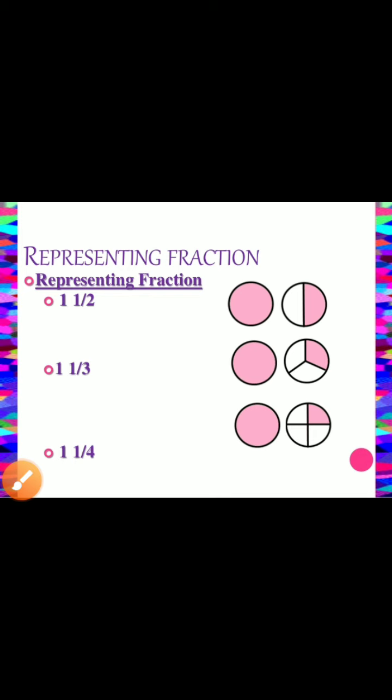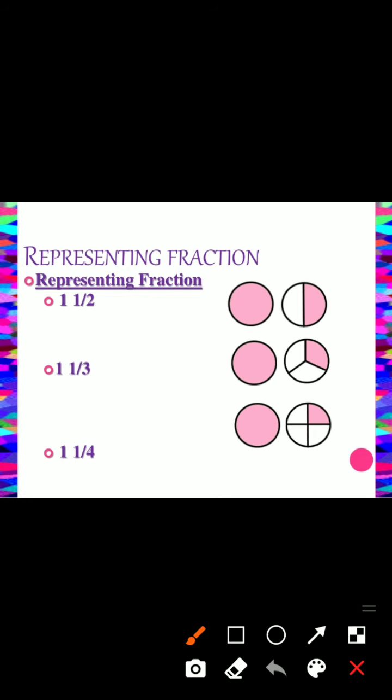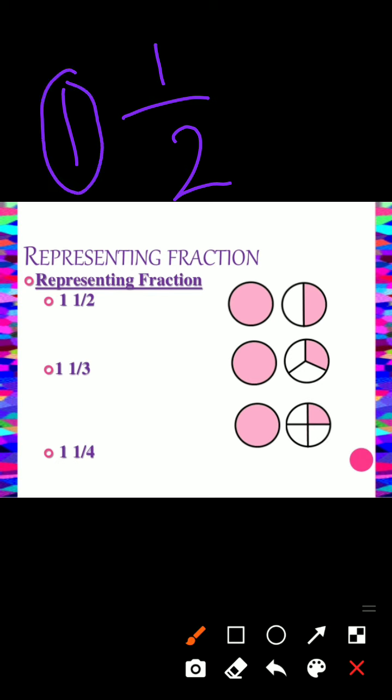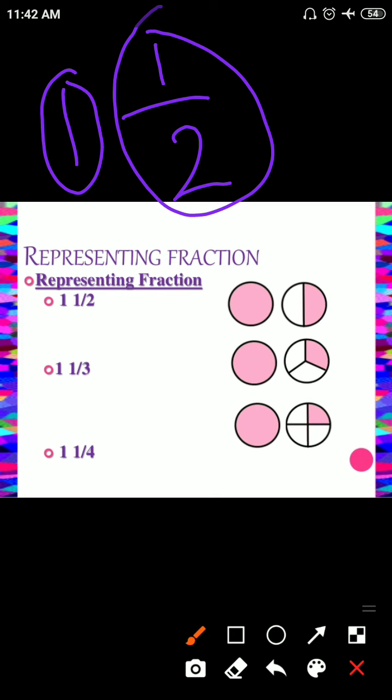Next is representing fractions. If the fraction is given as 1 whole 1 upon 2, how will you show it? This is the whole part, so it will be a full one, and next will be a half. Like this you can make the combination of 1 whole 1 upon 2.